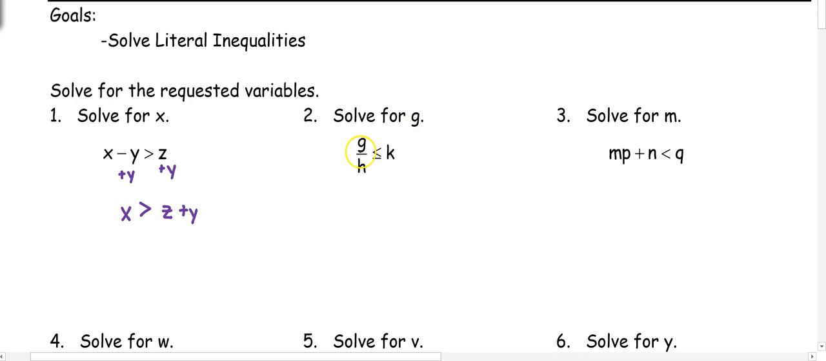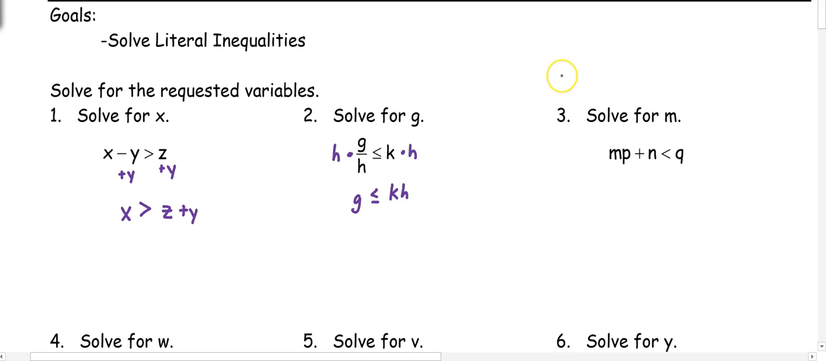Number two, solve for g. Right now we have g over h is less than or equal to k. So we're going to multiply both sides by h in order to get g by itself. So we have g is less than or equal to kh.